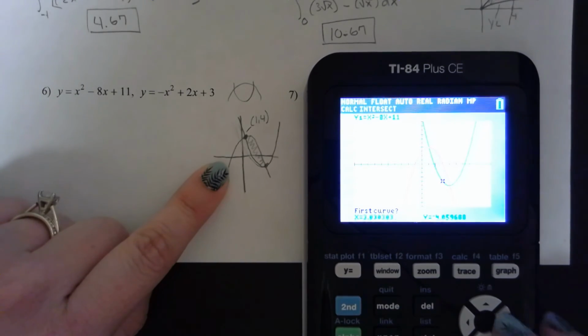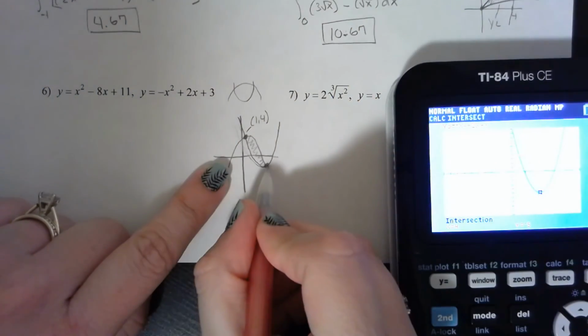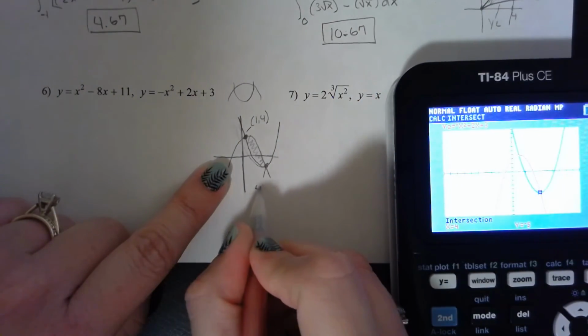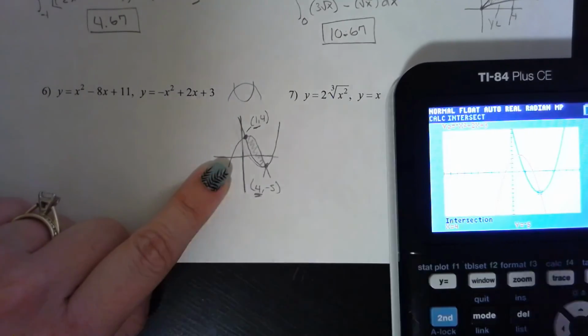I'm going to get closer to that x-intercept. And that one's going to say it's at 4, -5. So this ordered pair down here is going to be 4, -5. So the x values are the ones that I need here.